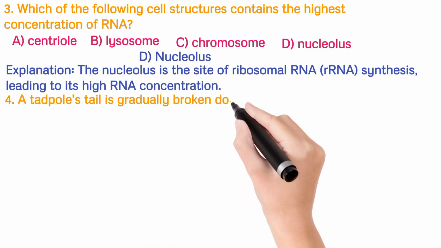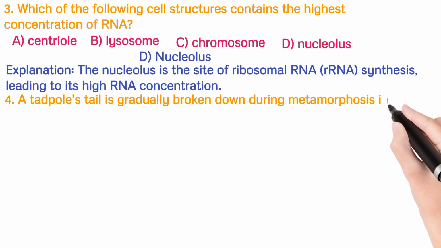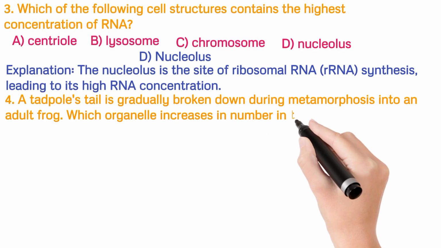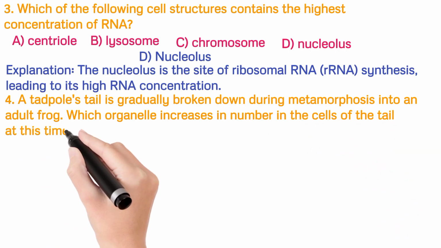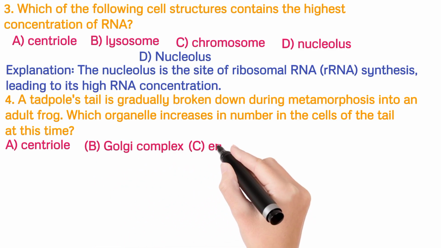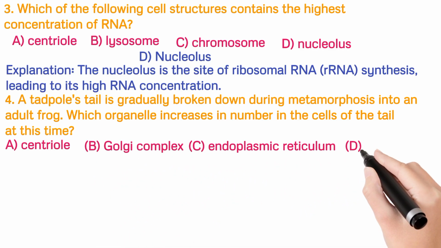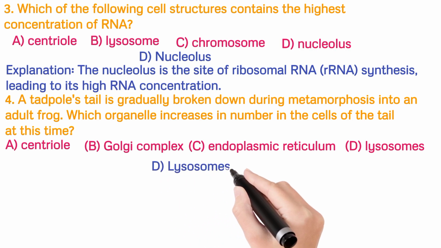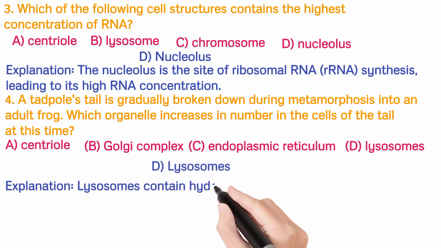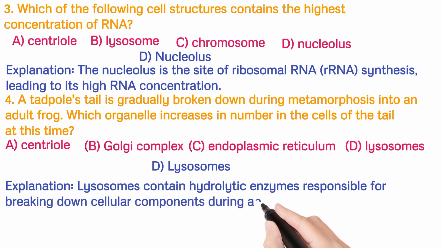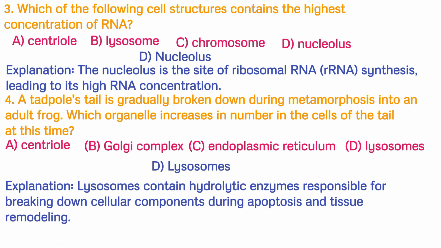4. A tadpole's tail is gradually broken down during metamorphosis into an adult frog. Which organelle increases in number in the cells of the tail at this time? A. Centriole. C. Golgi complex. B. Endoplasmic reticulum. D. Lysosomes. And the correct answer is D. Lysosomes. Explanation. Lysosomes contain hydrolytic enzymes responsible for breaking down cellular components during apoptosis and tissue remodeling.